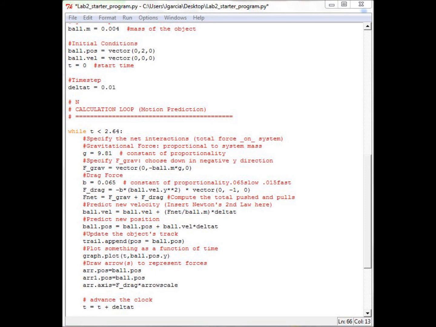The initial conditions for this experiment included a mass of 0.004 kilograms. This was plugged into the Python along with the other constants, such as the initial position at 2 meters and a velocity of 0 because it was stationary when I dropped it.